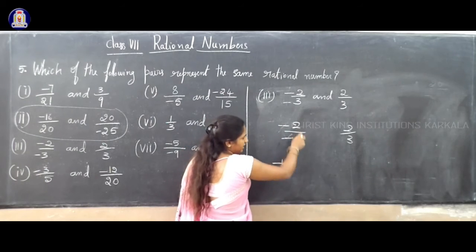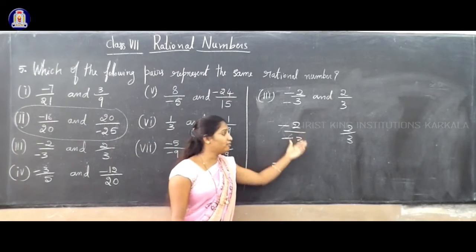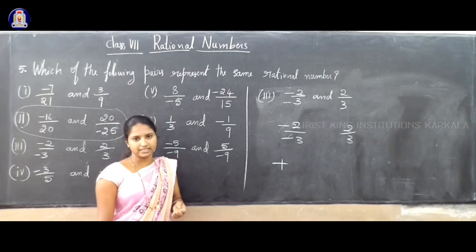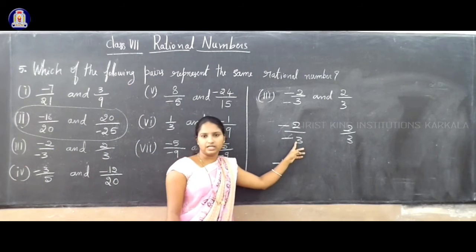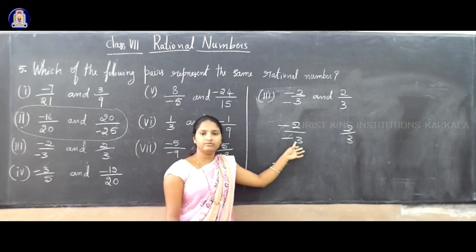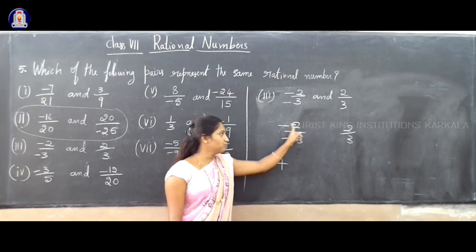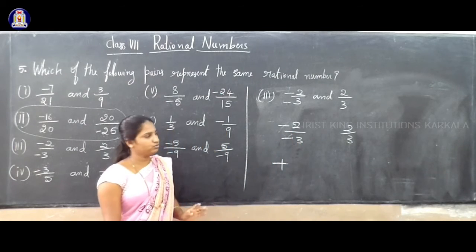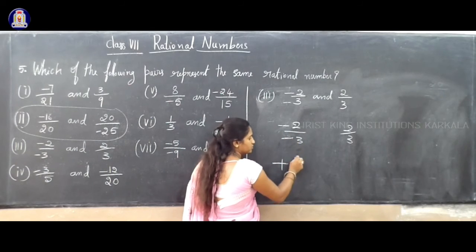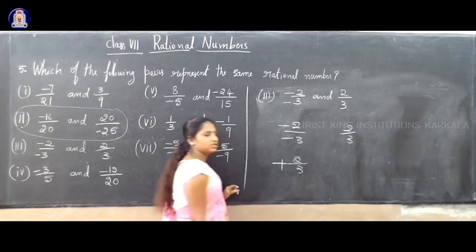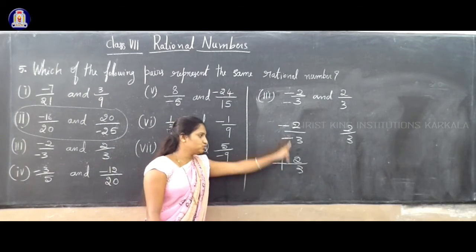So what is remaining? 2 by 3. Can you simplify this? Can you write the simplest form of 2 by 3? It's not possible, isn't it? Only one divides both 2 and 3. Any other table divides both 2 and 3? No. 2 and 3 are prime numbers, so it is not divisible. So the answer is 2 by 3 only. It remains the same.